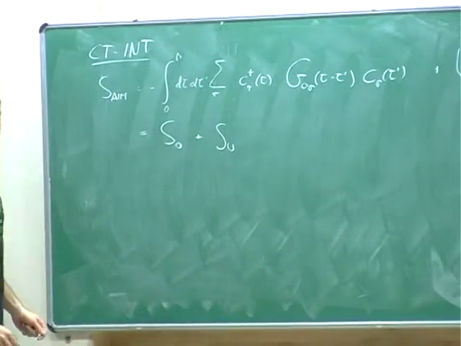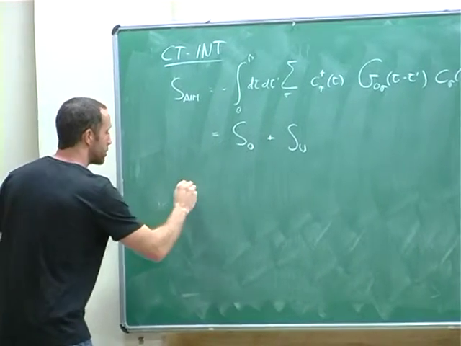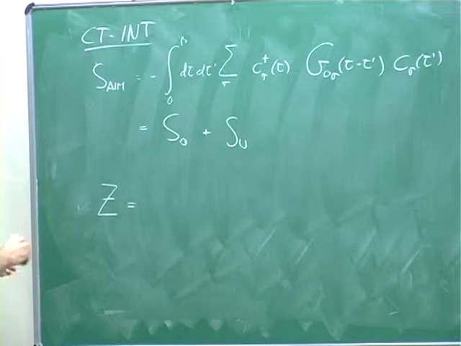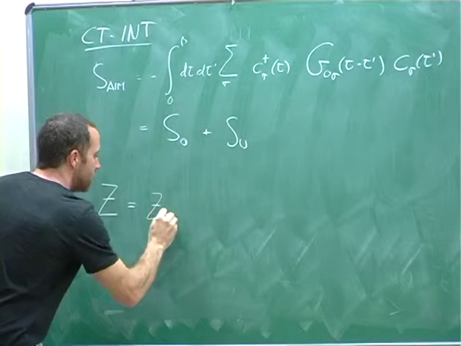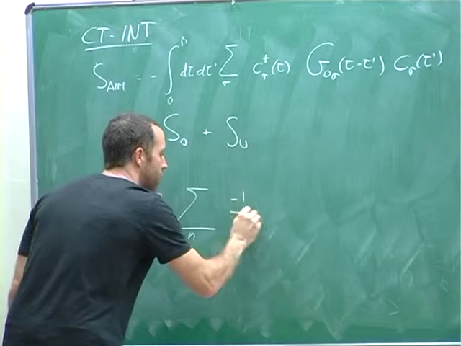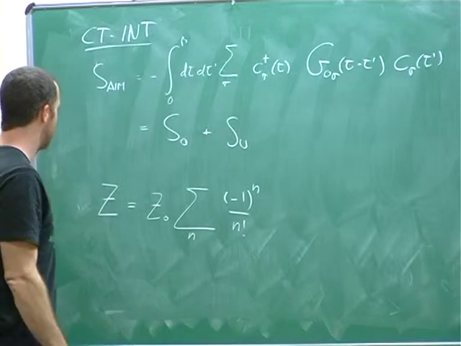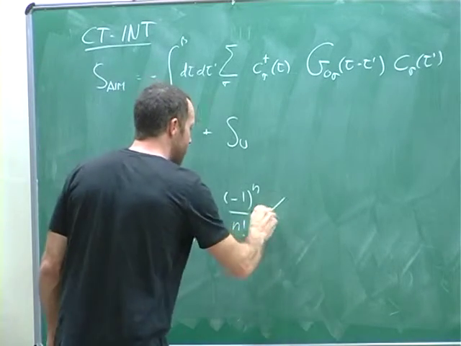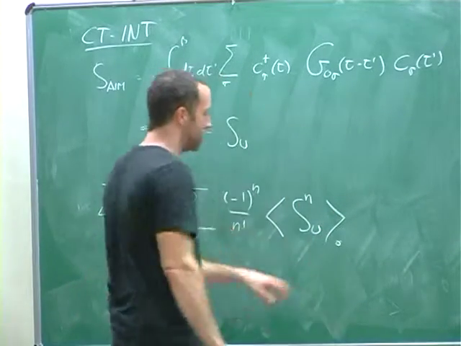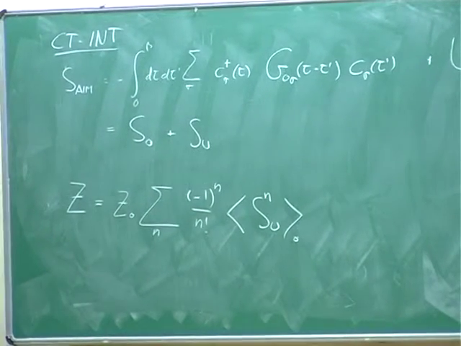Now if I go back to the last equation we had before the coffee break, the point was to compute the partition function. And so Z was something like Z0 times the sum, this is my perturbation expansion, sum over n of minus 1 over n factorial, and then the average value of SU to the power n, and I'll put the 0 here to emphasize that I'm taking the average value in the non-interacting system.